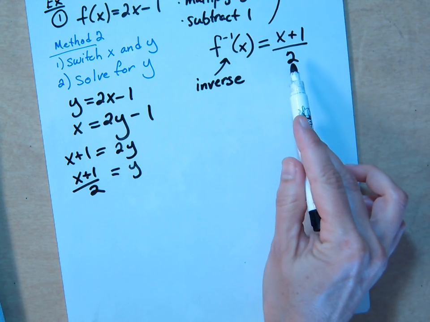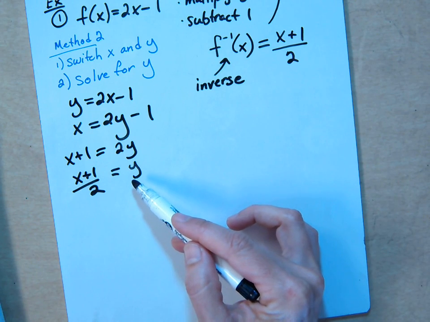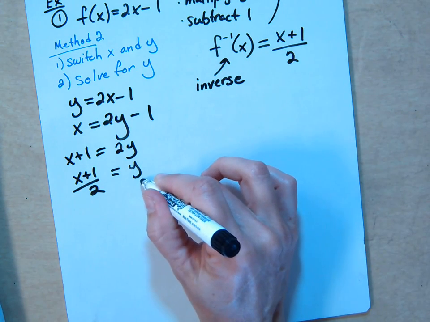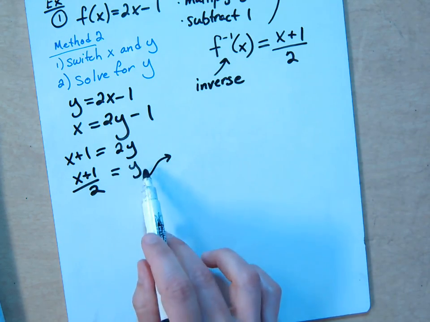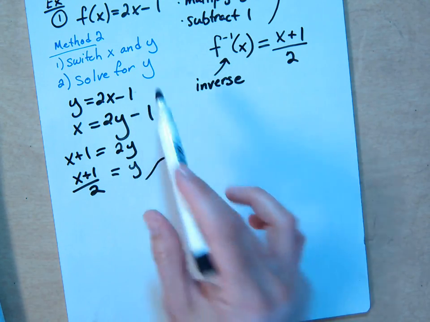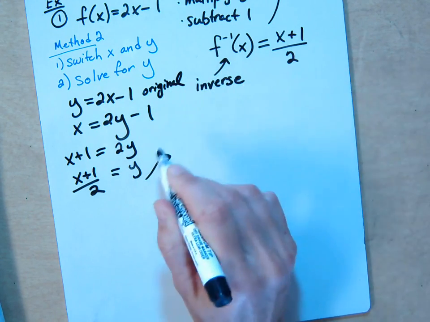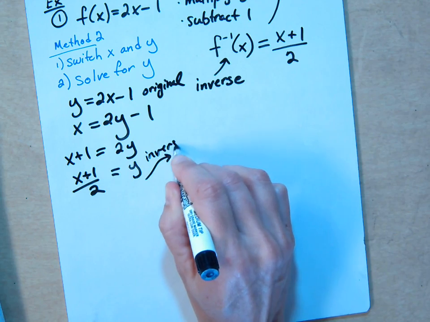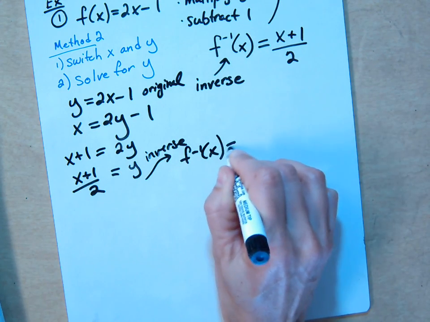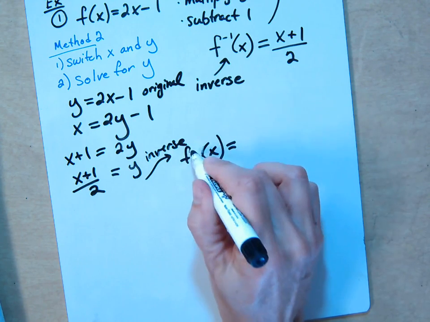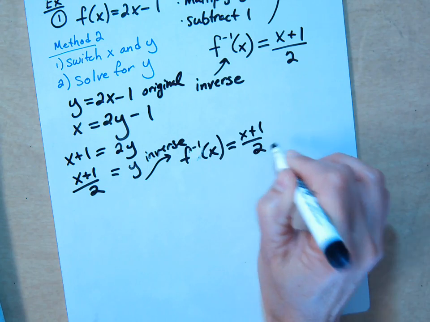And matching up with the answer that we knew it was, you see how it is the same thing. But you should write your final answer not as y equals, because we would get confused with the original. This was the original, and this is the inverse. So we don't want to use y again, so it's better to use inverse notation. F inverse of x equals x plus 1 over 2.